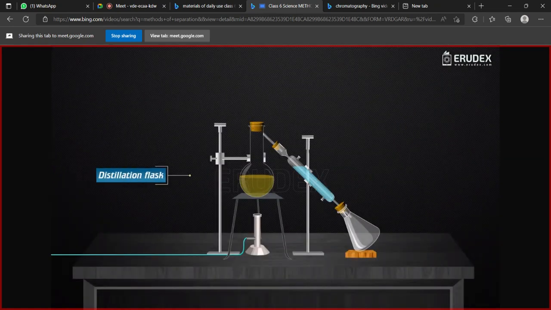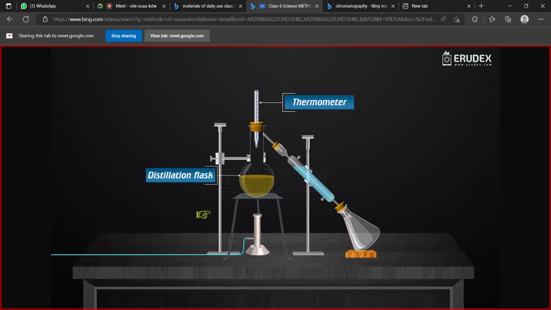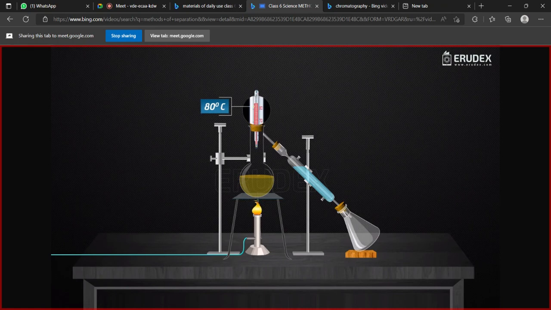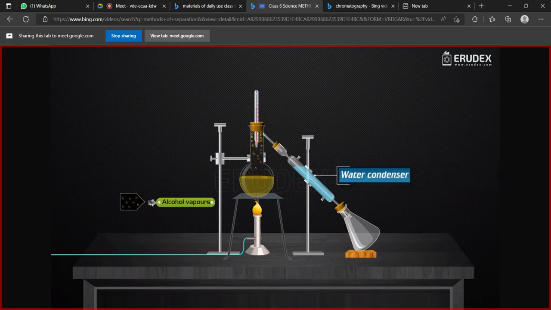Mixture is taken in a distillation flask and a thermometer is fixed. Heat the mixture to more than 80 degrees Celsius. Alcohol vaporizes and condenses in the condenser, which can be collected from the condenser outlet. Water is left behind in the distillation flask.